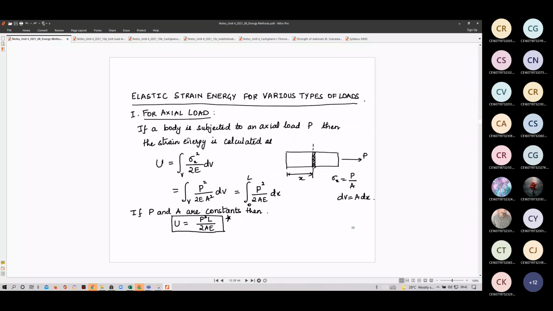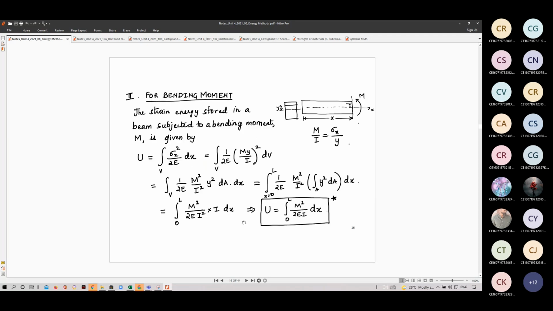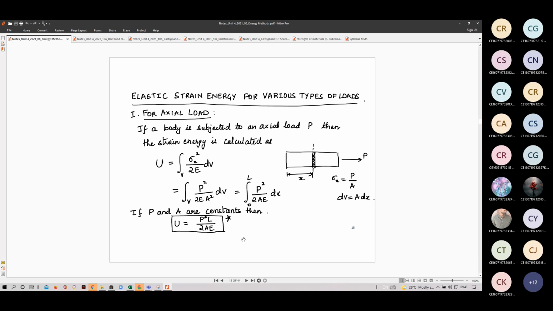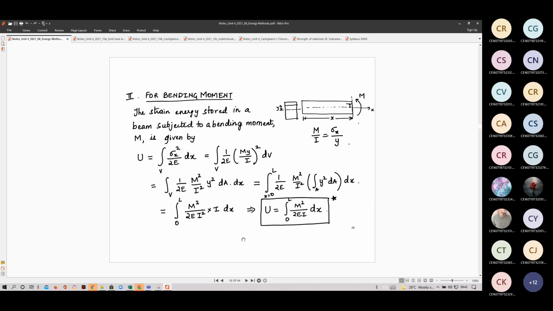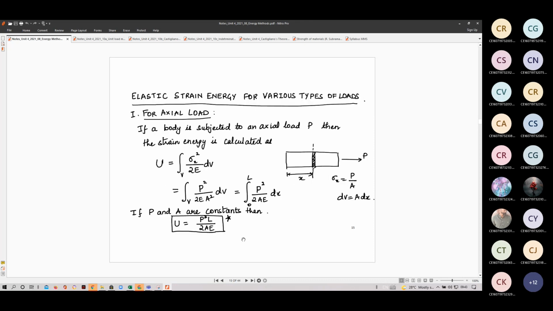So for axial load, this is how we calculate. So P square L by 2AE. So again, the same slide number 9 is repeated in slide number 15. Very, very important. Next is for bending. These two, slide number 15 and slide number 16, are extremely important. These two form the basis of everything. So please note down. This you should know.